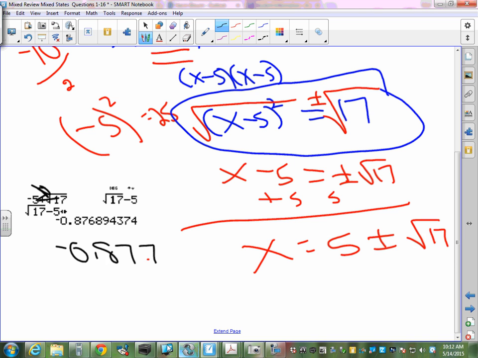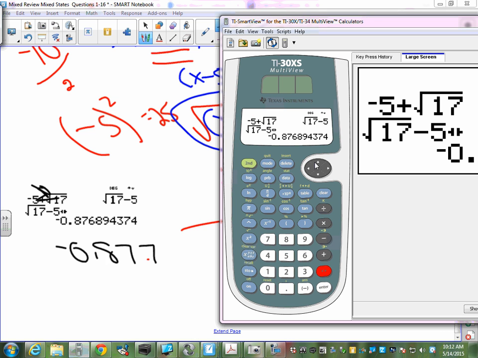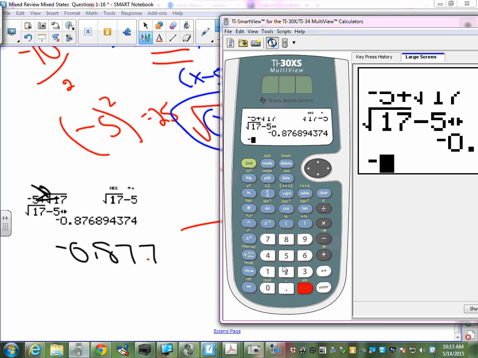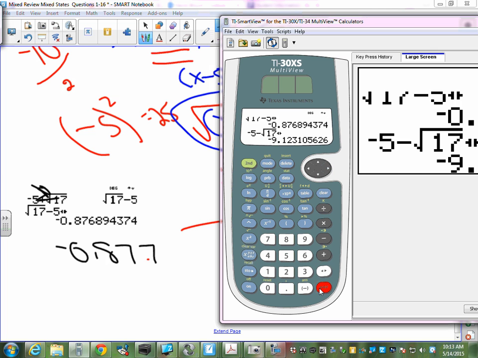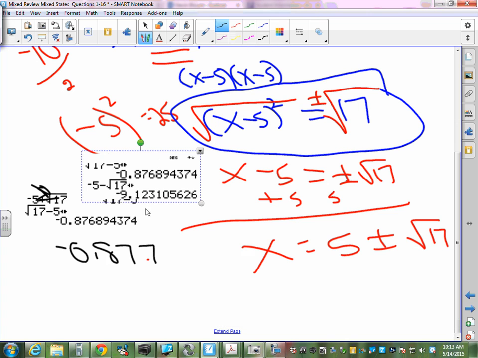Now let's use the minus. So we want negative 5 minus the square root of 17. And what would that be rounded off to the nearest thousandth? Right, negative 9.123. So be prepared with your calculator.